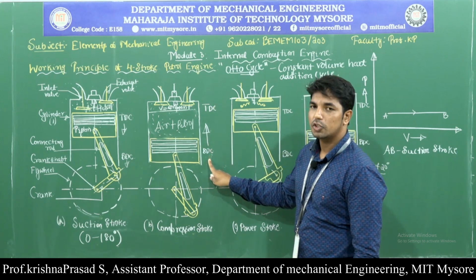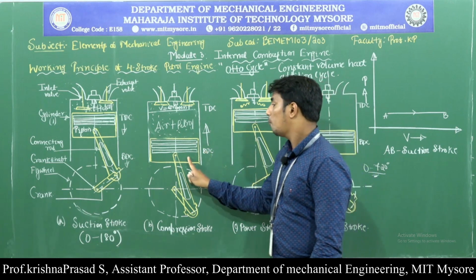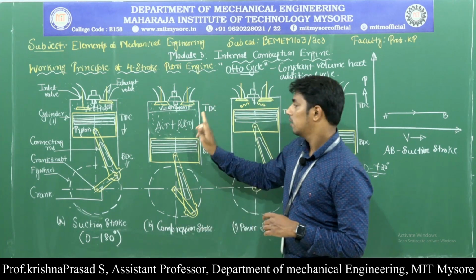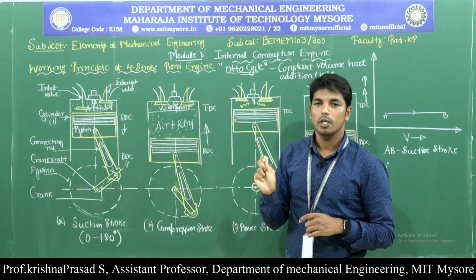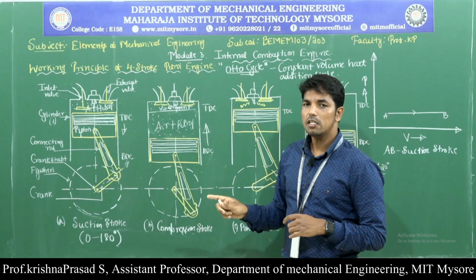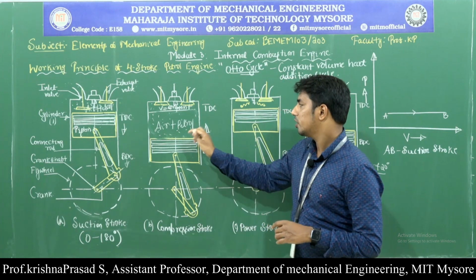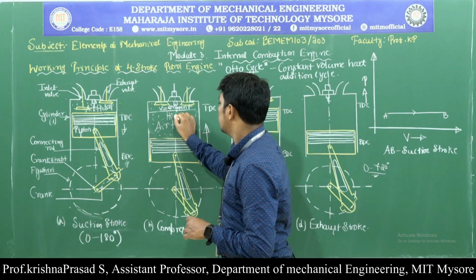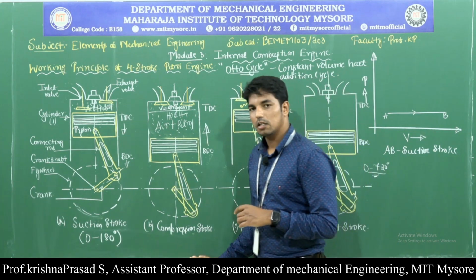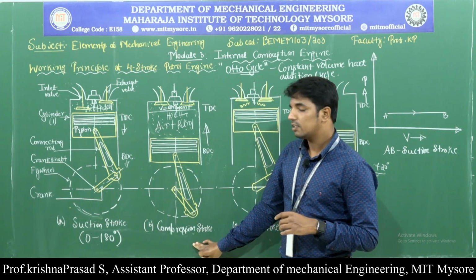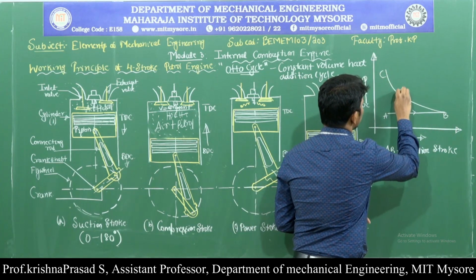Due to the upward movement of the piston, the air petrol mixture is compressed, and high pressure and high temperature are created inside the engine cylinder. The compression stroke is represented by line BC in the PV diagram.